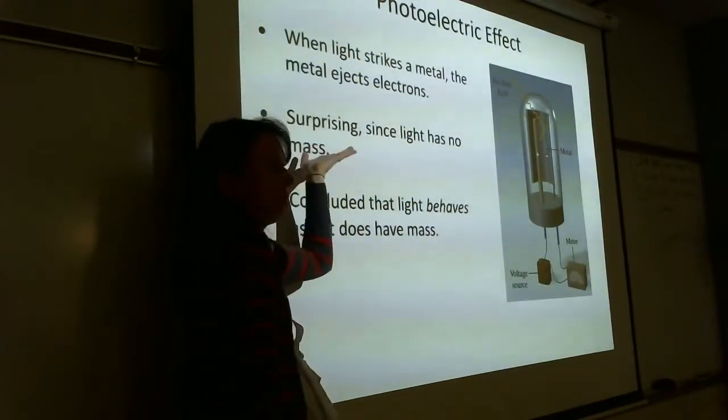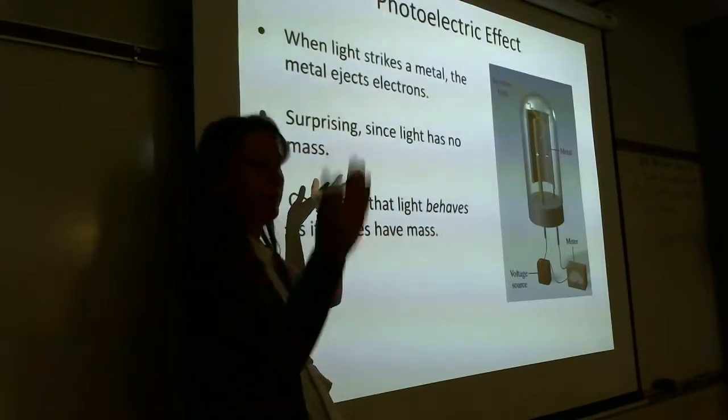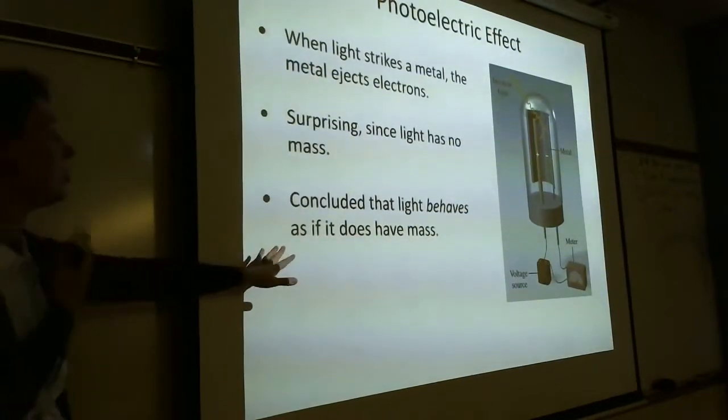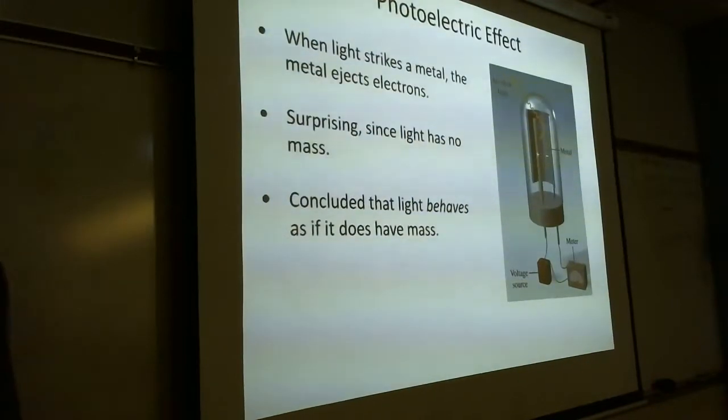If I throw a rock at metal and something comes off, okay, well, the rock has mass, so it makes sense that something would get kicked out. But light doesn't have mass. So why would light cause electrons to get kicked out? That doesn't make sense based on what they knew at the time, right? So that led to the conclusion, okay, light must behave like it has mass.